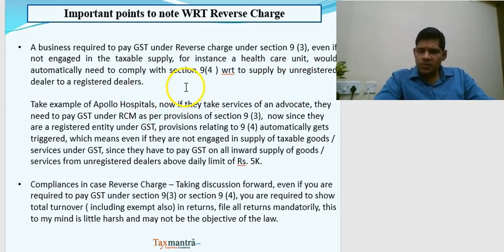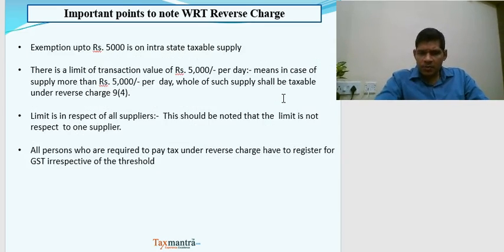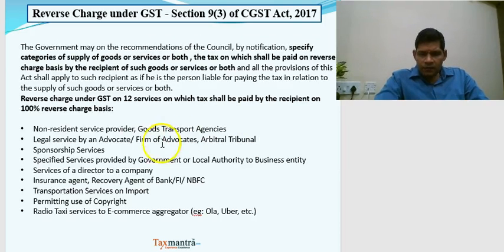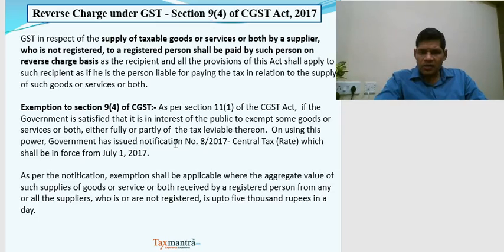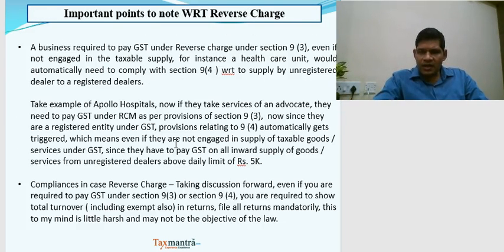So I take an example. Suppose Apollo Hospital takes services of an advocate. Now they need to pay GST under RCM as per provisions of 9.3, because as per provisions of 9.3, advocate is a specified service on which GST needs to be paid on RCM. Even though Apollo Hospital, since healthcare is exempt, is not supplying any taxable supply of goods or services, is not engaged, they have to register and pay RCM under 9.3.